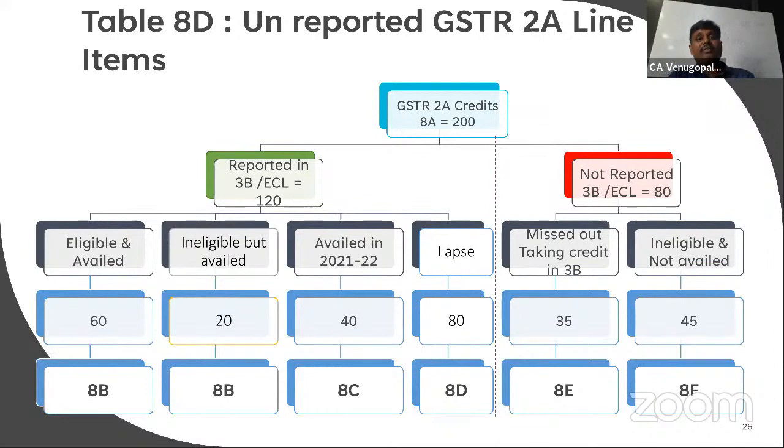In case you have availed an extra credit, your 8D will be showing negative. If you have availed a short credit, 8D will show a positive number. Whether positive or negative, you need to have reconciliation. If it is a positive number, it would say that so much is going to be a lapse credit.